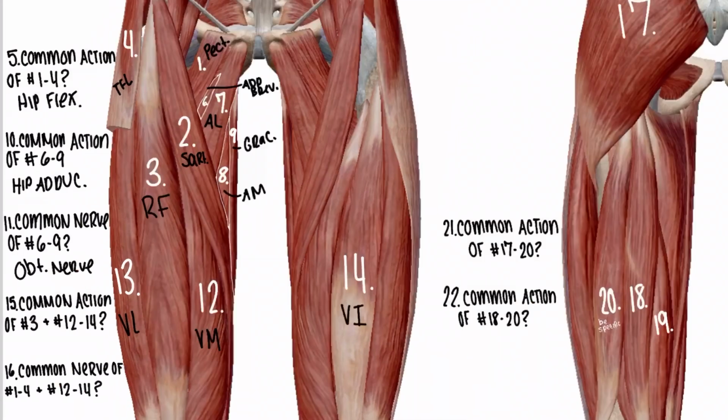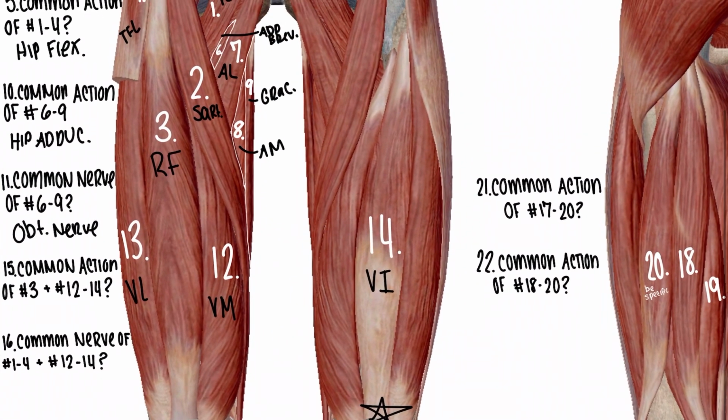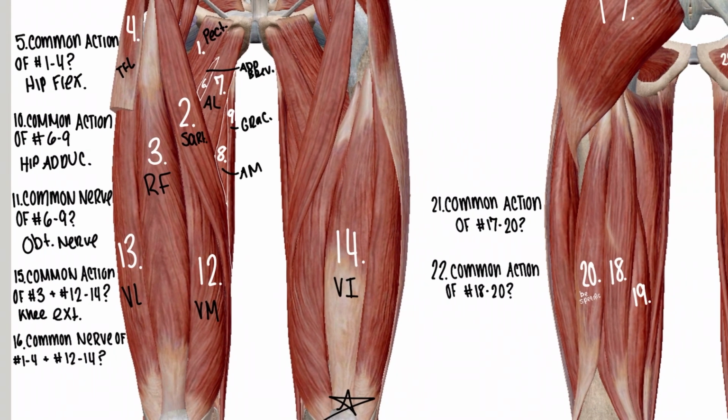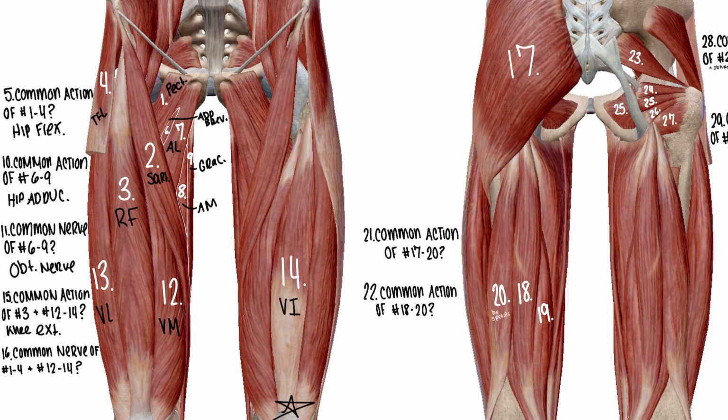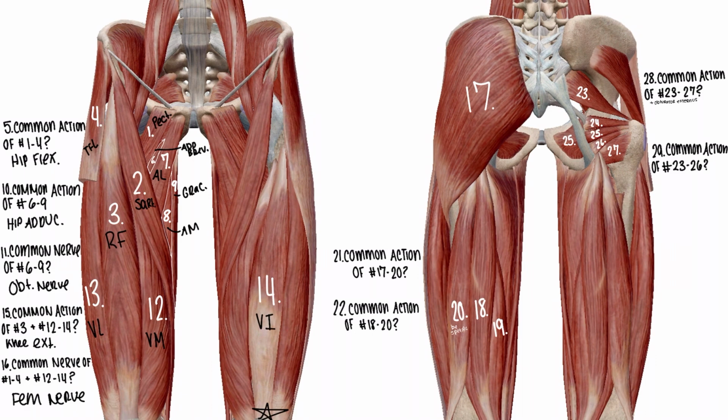All right, so number 15 is asking for the common actions of number 3 and numbers 12, 13, and 14. That is going to be knee extension. And number 16 is asking for the common nerves of, this is a big group, numbers 1 through 4 and 12 through 14. So hopefully for that you got femoral nerve.